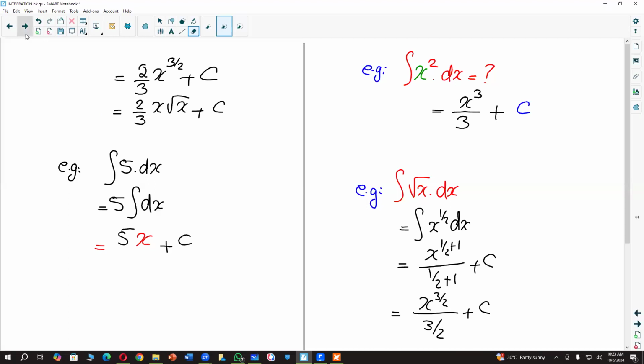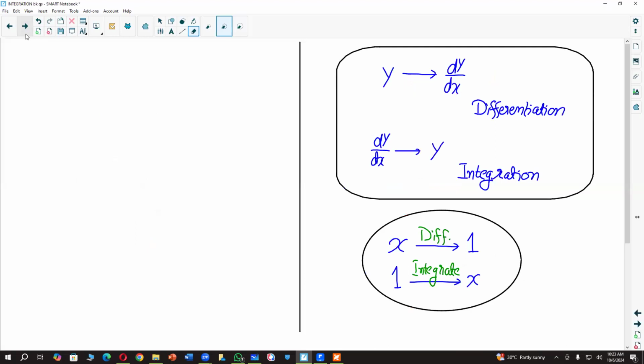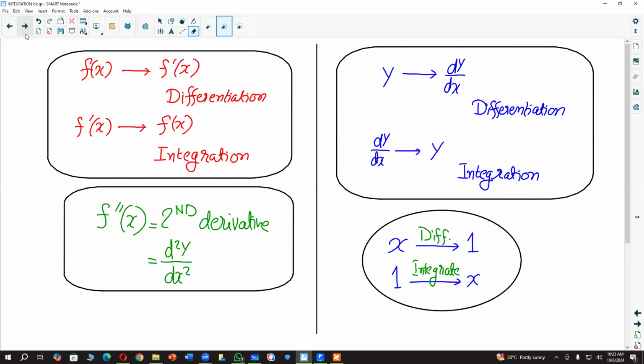Now we move forward to our next concept, that y converts to dy upon dx, and dy upon dx converts to y. It means when you differentiate x, it becomes 1, and 1 becomes x on integration. This is how we summarize this concept: f(x) becomes f prime x, then f prime x becomes f(x) on integration. F double prime means the second derivative, d2y upon dx2. This is all the symbols introduction, what types of symbols are used. So you have to take a picture of it.